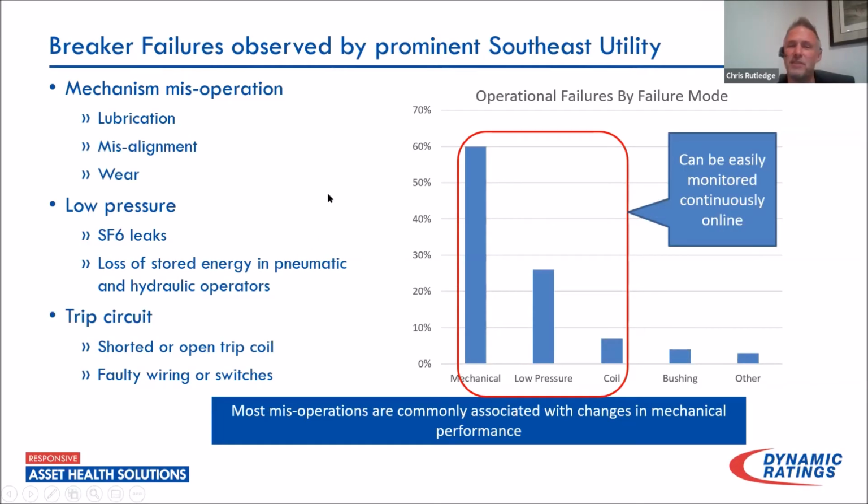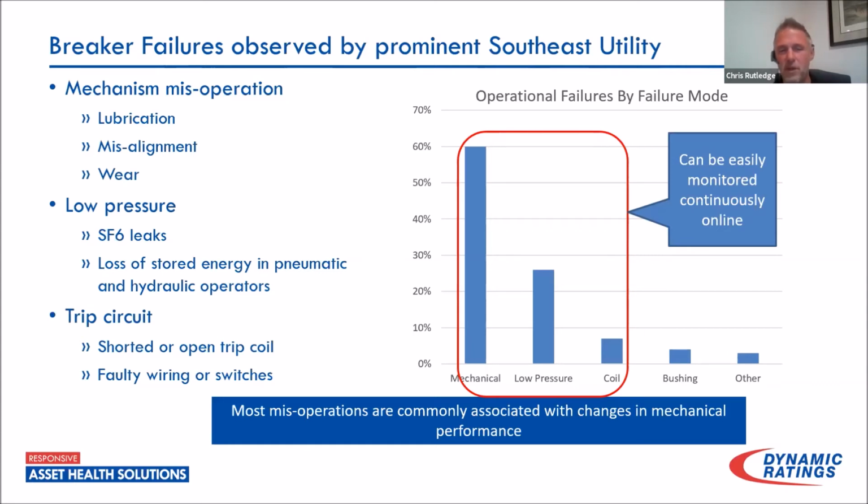So this is breaker failures as observed at one of the utilities in the southeast. Mechanism misoperation was the largest portion of failures they had. Most of that's due to wear, misalignment, and lubrication, and you can see that was about 60%. Then, of course, with SF6 breakers, you have your low pressure. That was a huge problem, where you would constantly be topping off breakers. Also, with hydraulic and pneumatic systems, you have leaks that develop, so loss of stored energy. And that ends up being about 25%.